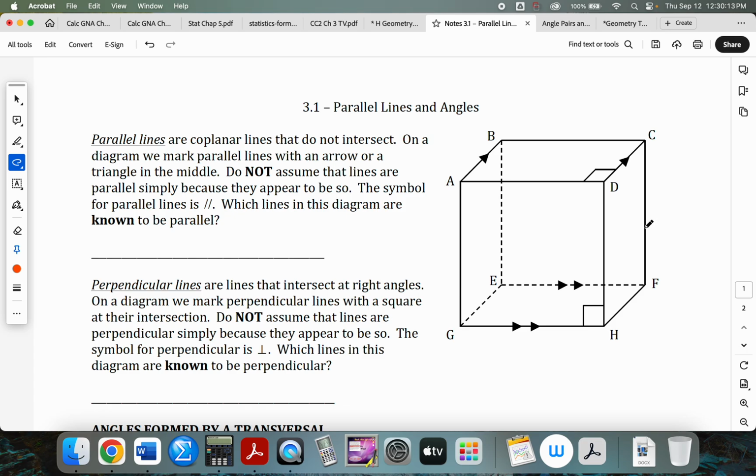Now, can you assume then that two lines aren't parallel? Well, for example, CF and HF, I know they're not parallel because they intersect. Or if I did AD and GE, those aren't parallel because they're not in the same plane.